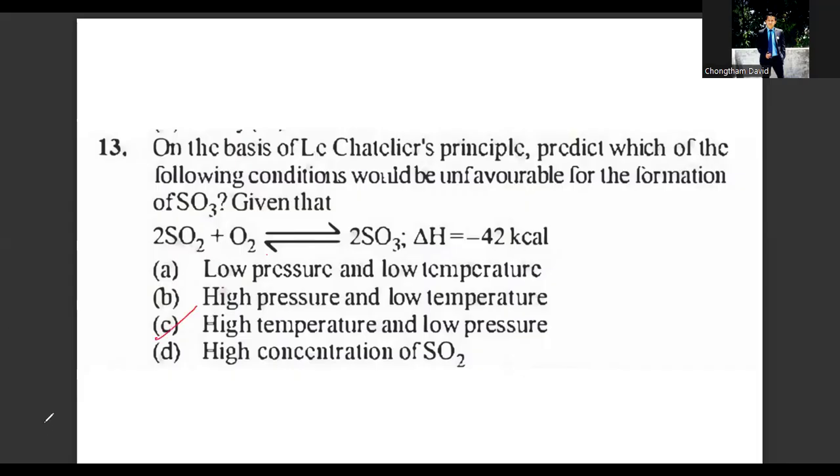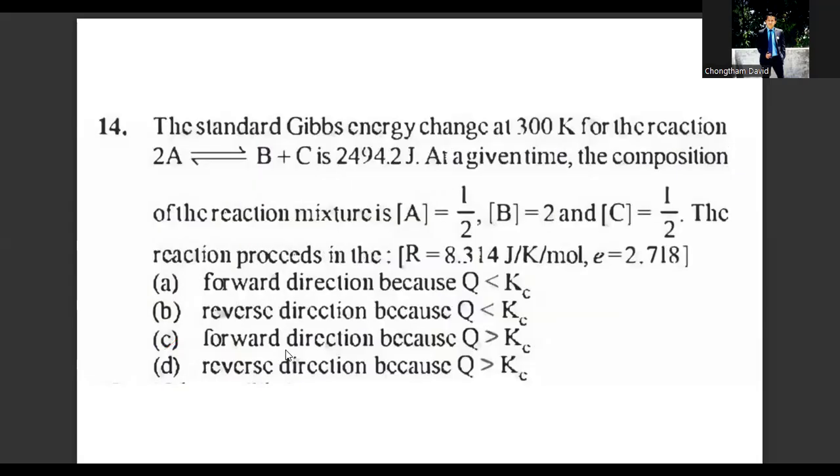It's a fast revision episode, so we need to go faster. Let's read question number 14. The standard Gibbs energy change at 300 Kelvin for the reaction 2A changing to B plus C is 2494.2 joule. At a given time, the composition of the reaction mixture is A is half, B is 2, C is half. The reaction proceeds in which direction?